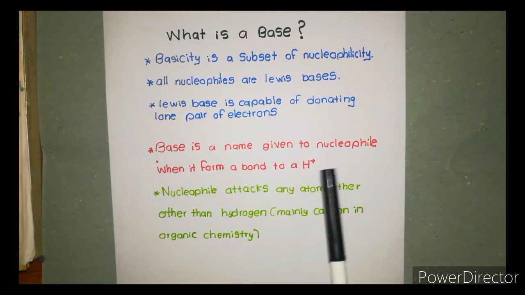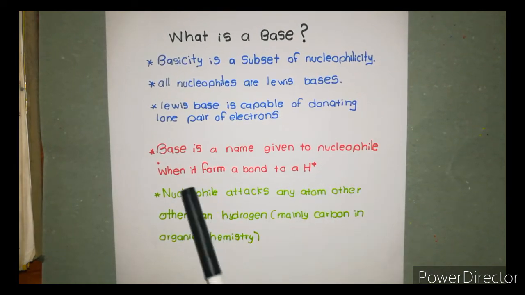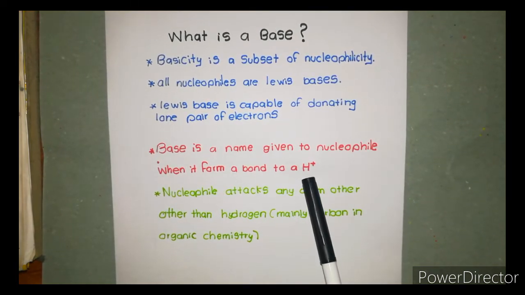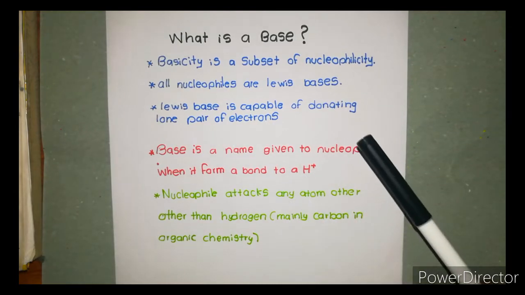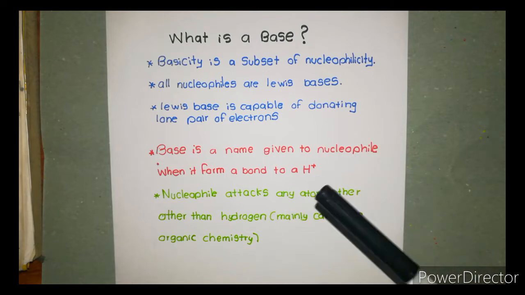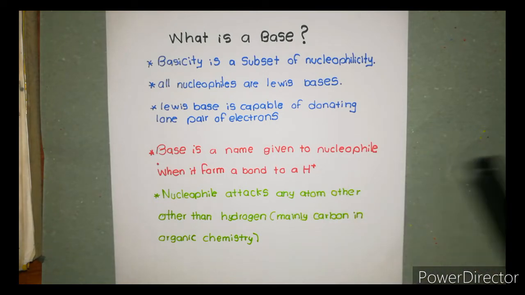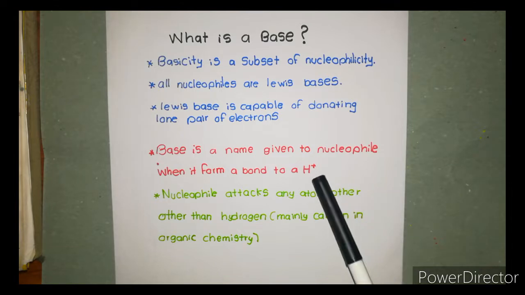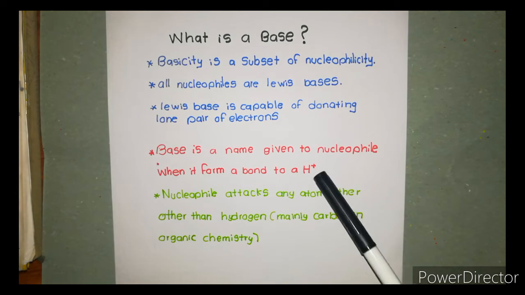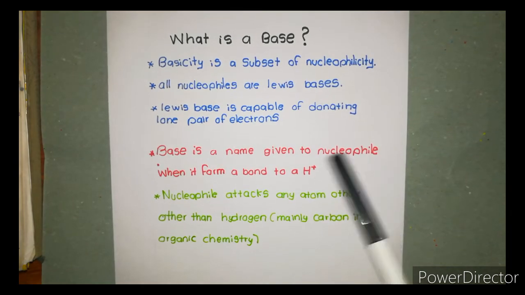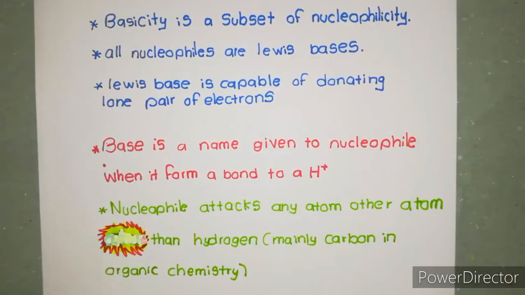Base is a name given to a nucleophile when it forms a bond to H+. Therefore, a base is a special case of a nucleophile, because the general feature of a nucleophile is donation of a lone pair of electrons towards an electron deficient species. If that lone pair of electrons specifically donates towards an H+, that nucleophile will be called a base.